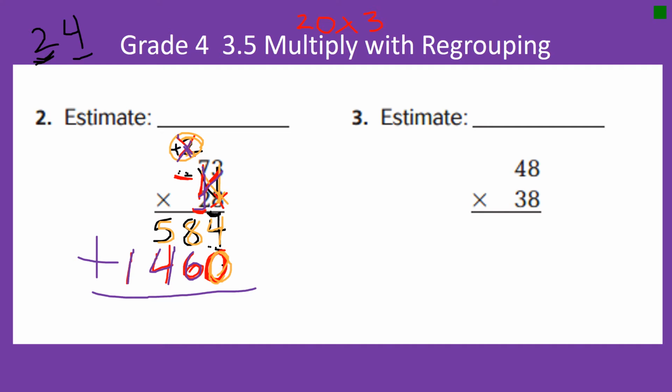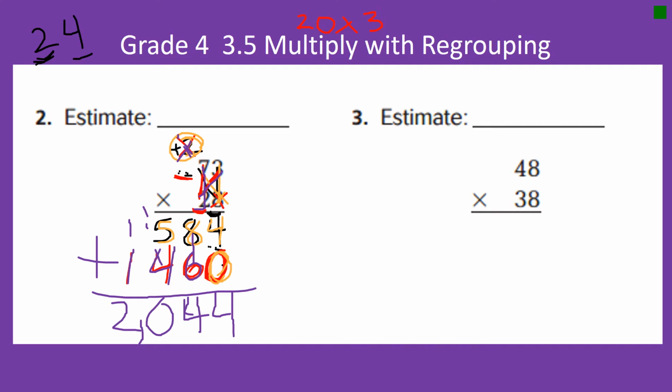All right, so we add them up. 4 plus 0 is 4. 8 plus 6. Okay, 14. Oh, and look at this. 1 plus 4 is 5, so that gives us a nice 5 plus 5 is 10. Okay, so your final product is 2,044. So you just did multiplying with regrouping.